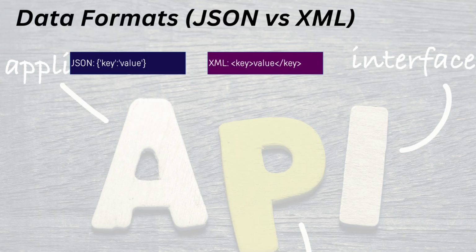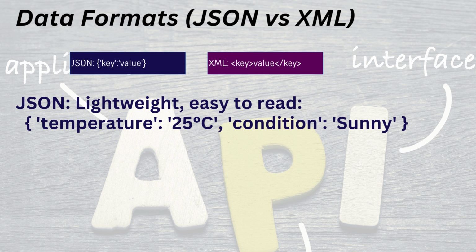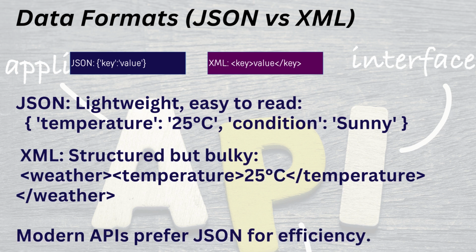Most APIs send the data in JSON or XML format. These are the two most common data formats. JSON stands for JavaScript Object Notation. It is lightweight, easy to use, and also easy to read. This is how it looks. And the second one is XML, which stands for Extensible Markup Language. It is more structured but heavier. And this is how it looks. Most modern APIs prefer JSON because it's faster and easier to work with.